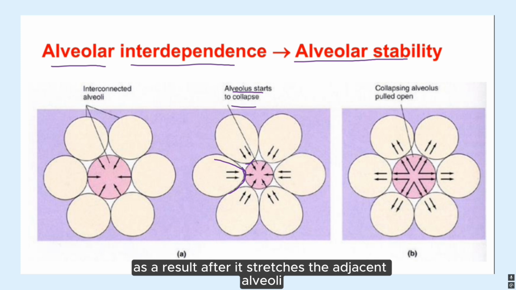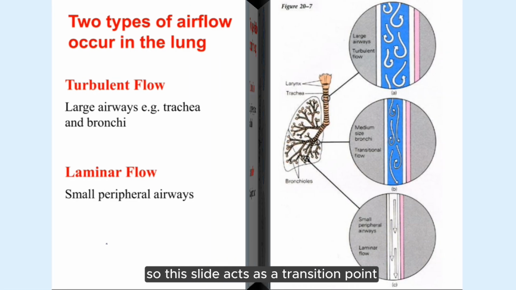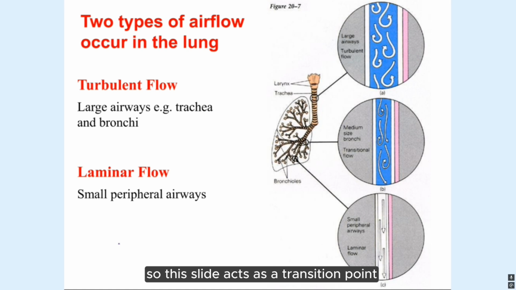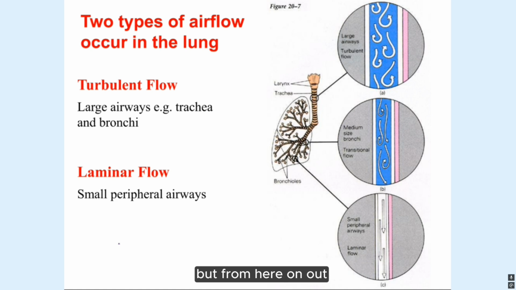As a result, after it stretches the adjacent alveoli, you can see that they bounce back. And when they bounce back, they actually re-stretch and reopen the collapsed alveoli. So this slide acts as a transition point in the presentation. Before this, we used to talk about the alveoli themselves. But from here on out, we'll start talking about the airways that connect to the alveoli.